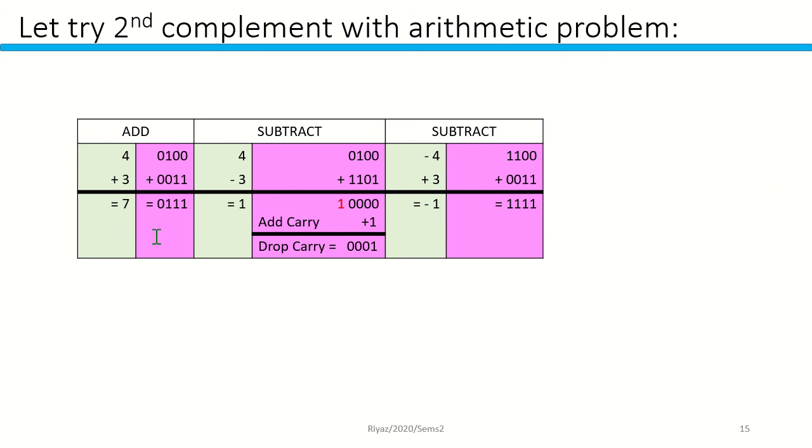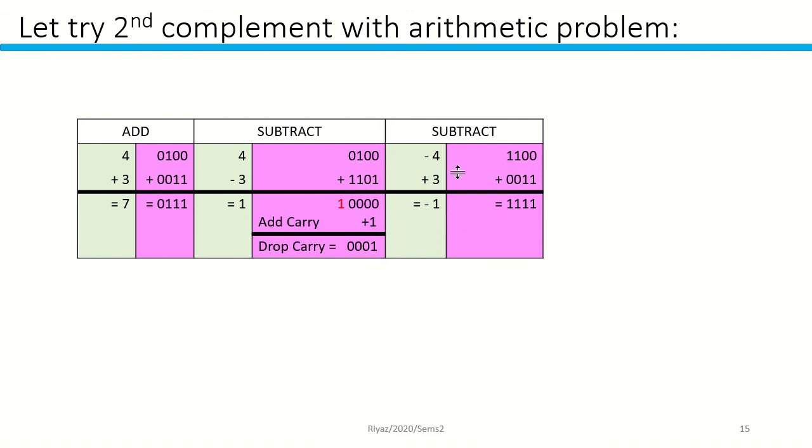Let's try to use the second complement to solve the arithmetic problem. This one we already discussed earlier, so this is okay. How about 4 minus 3? 4 is equal to 0100, and you're going to minus 3. 3 is 0011, and then we do the complement. You're going to have 1101, and then you add up, and then you have a carry outside, add another one, and it becomes 0001.